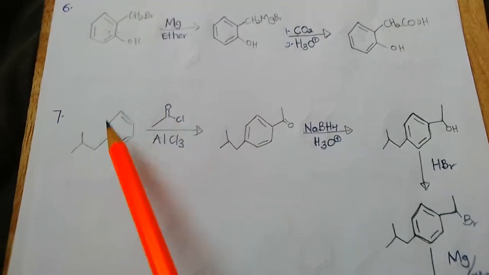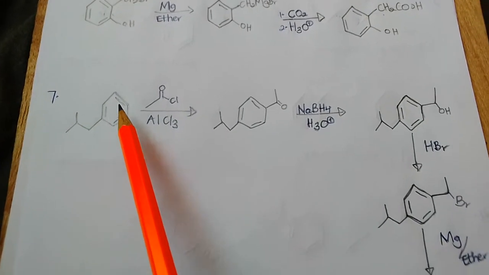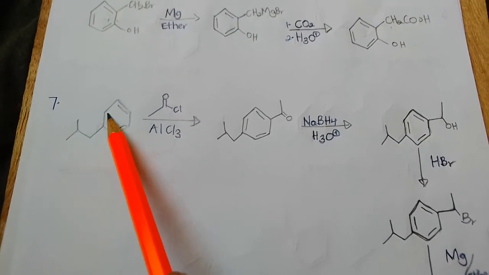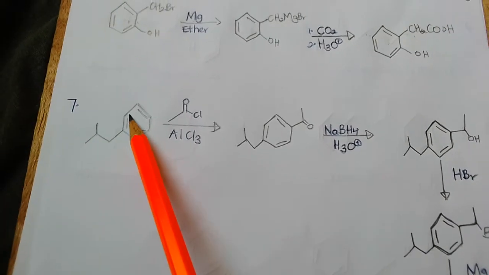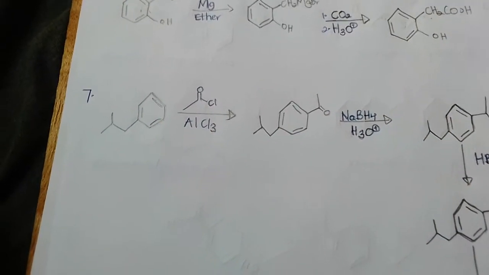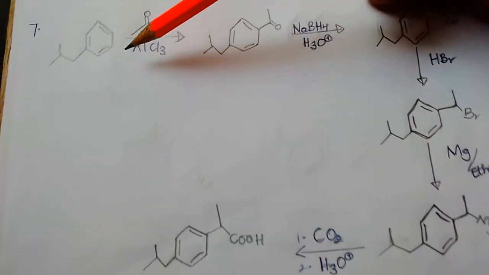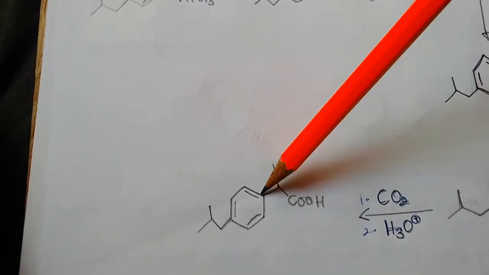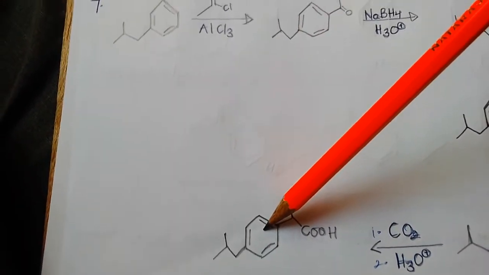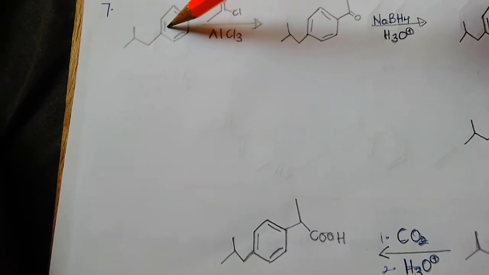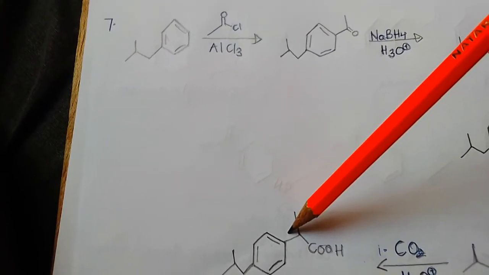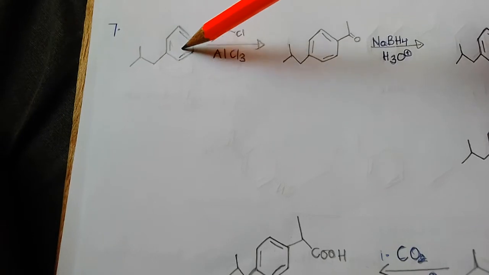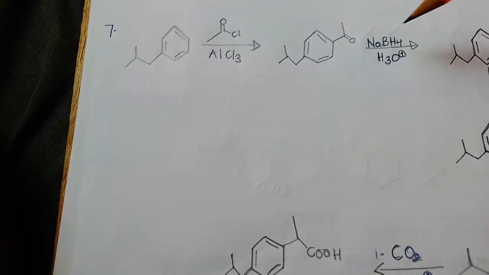Finally, you are given this compound, and you are to show how you can synthesize ibuprofen. This is a painkiller from it. So we are given this one and this in the question. You have to show how you can convert this one through reaction sequences to this.